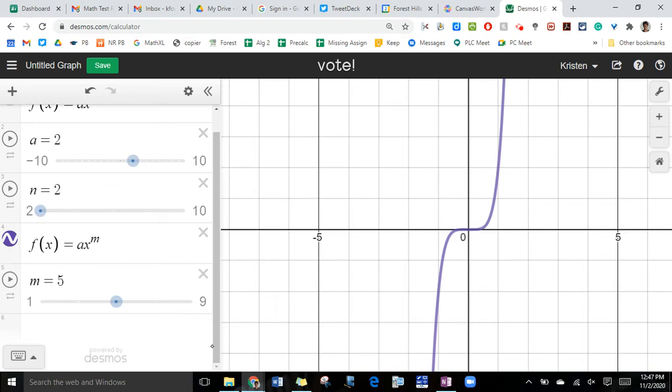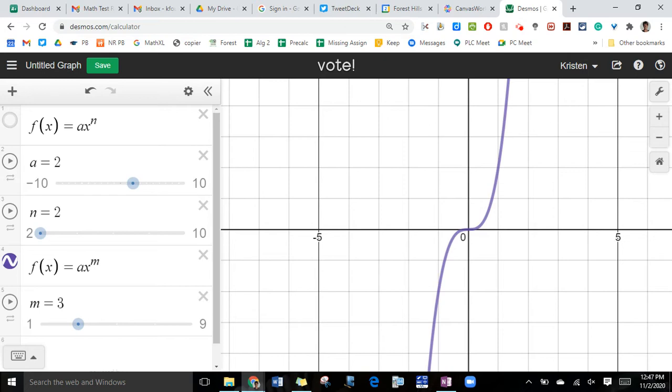You can still see it looks like a cubic function, but again, it's just kind of flattened out in the middle there. And then 7th, same thing. And then 9th, same thing. Okay, so really, depending on what your exponent is, whether it's odd or even, the specific number itself doesn't matter in terms of the shape. It's really just about whether it's odd or even.